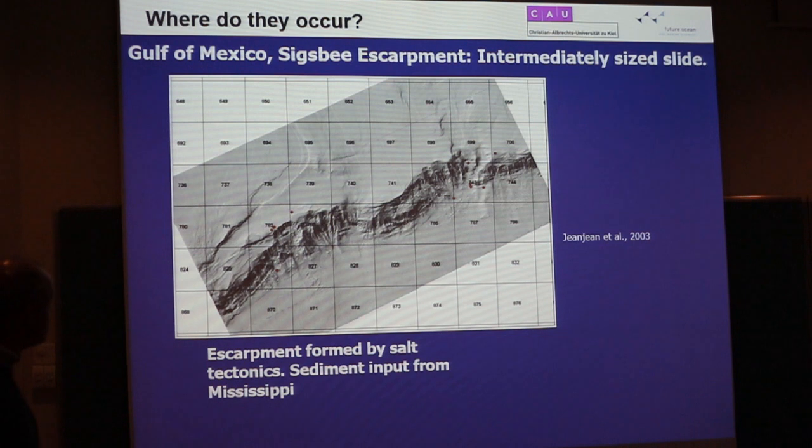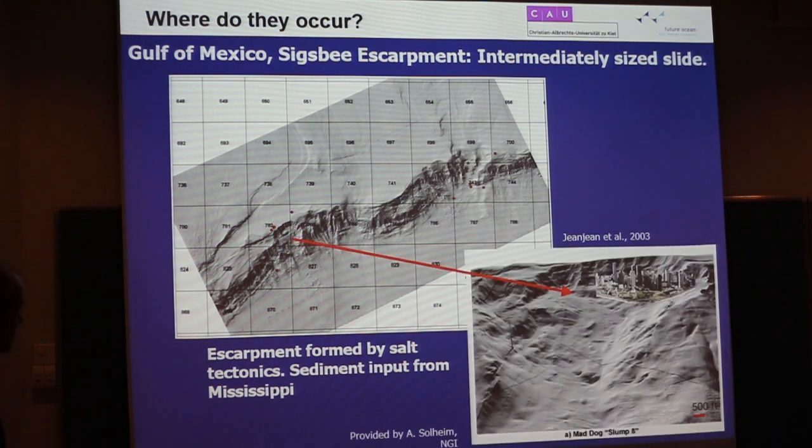And as one other example of where they occur, I can show you an example from the Gulf of Mexico. This is a medium-sized landslide. We have this escarpment, the Sigsbee Escarpment, here, and some landslide scars like this one. The escarpment is formed by salt tectonics, and we have a lot of sediment available due to the Mississippi River. If you zoom in here, this is downtown Houston. To scale, you can see that you can easily place downtown Houston in the scar of a relatively small landslide, which hopefully gives you some impression of the size these submarine landslides may have.